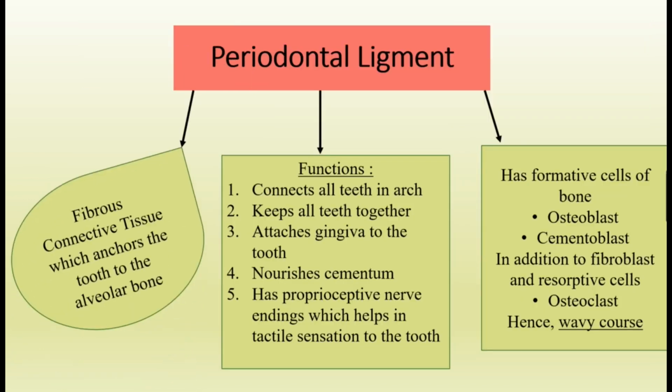What is periodontal ligament? Periodontal ligament is the fibrous connective tissue which anchors the tooth to the alveolar bone. The major function is to connect all the teeth in the arch, keep all the teeth together, attach gingiva to the tooth, and nourish cementum. It has proprioceptive nerve endings which help in tactile sensation of the tooth. What is proprioceptive nerve endings?